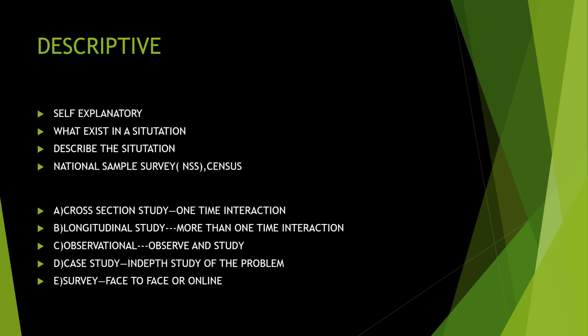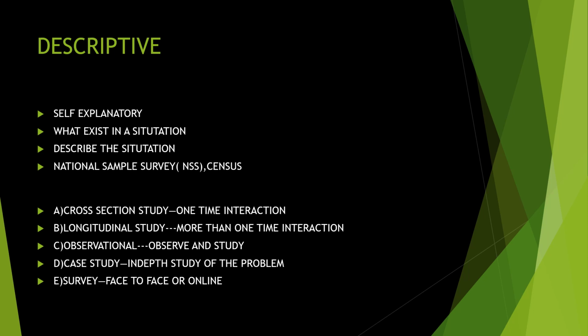Then a longitudinal study means more than one time interaction. You are taking the samples from different areas of 1 acre of land, not one time. You take them after each interval. For example, you take it today. After 1 week, you take a sample again. After 2 weeks, again. After 3 weeks, again. After taking all these samples, you make the research. So not one time, you are taking many times. Then it will be more correct. Understood? It's a longitudinal study. It will come under the descriptive type of research.